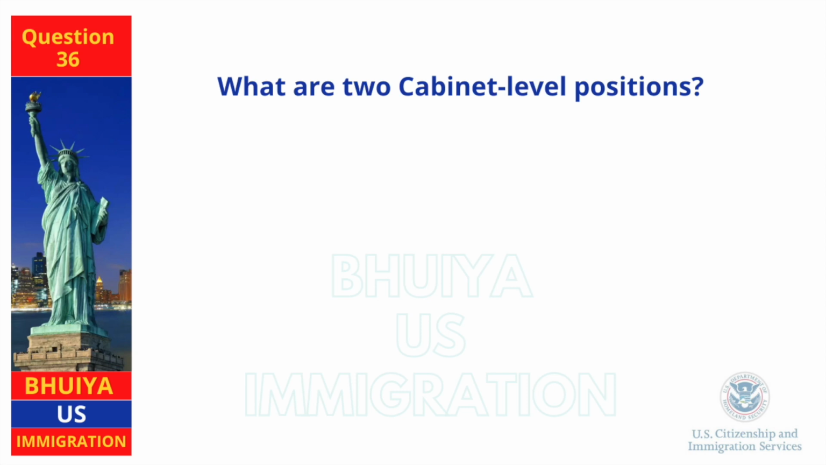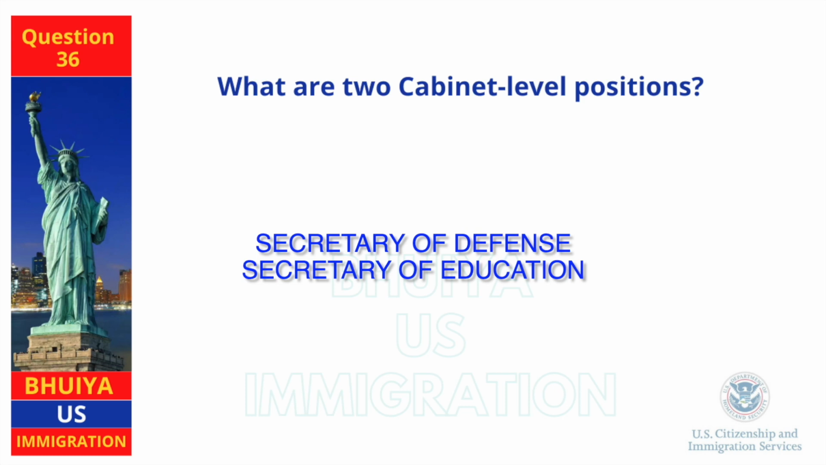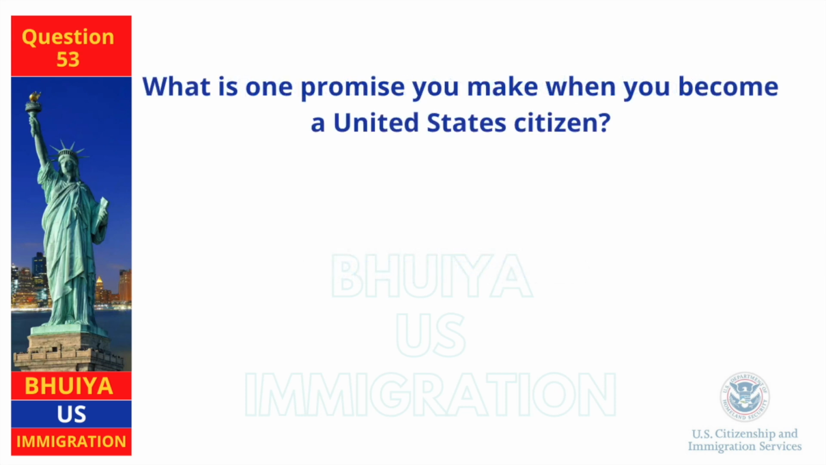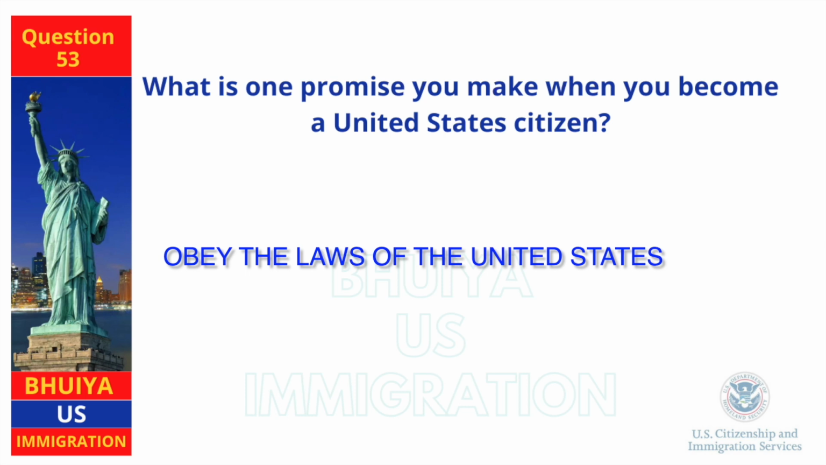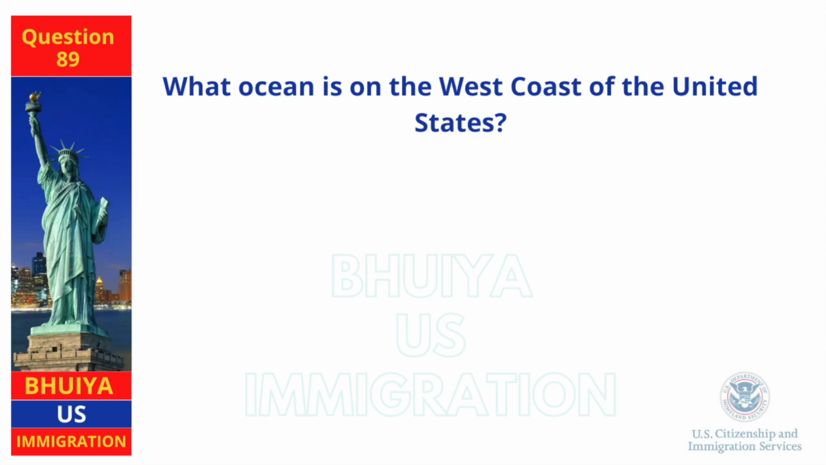What are two cabinet level positions? Secretary of Defense, Secretary of Education. What is one promise you make when you become a United States citizen? Obey the laws of the United States. What ocean is on the west coast of the United States? Pacific Ocean.